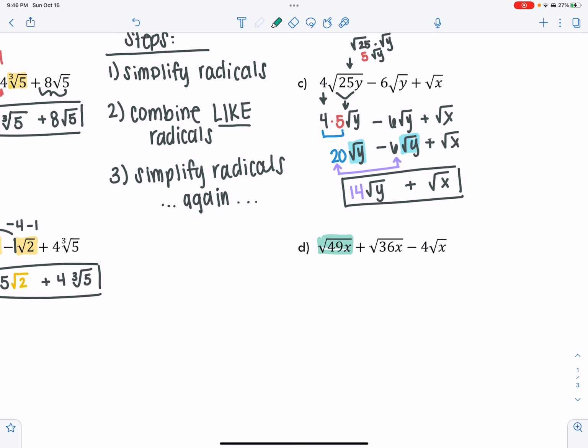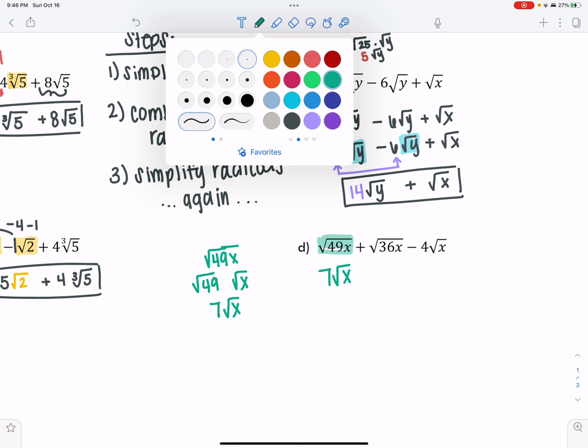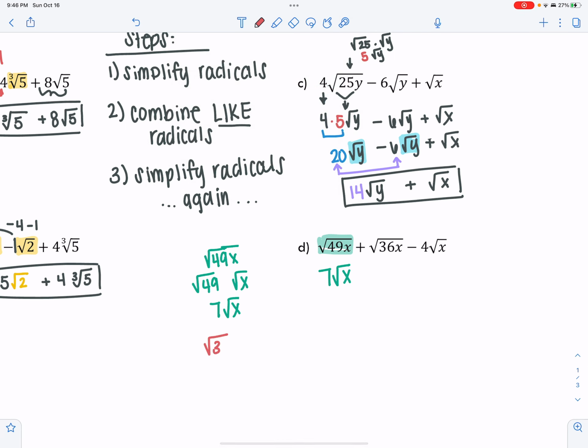So the square root of 49x, we have that property that says I can split it up to the square root of 49 and the square root of x, and then the square root of 49 is 7, and nothing changes with the x. Same thing with the square root of 36x. I can split that up, square root of 36, square root of x, and then I have 6 square root x. And then the last one is just going to fall down because it doesn't simplify. Well, it's already simplified.